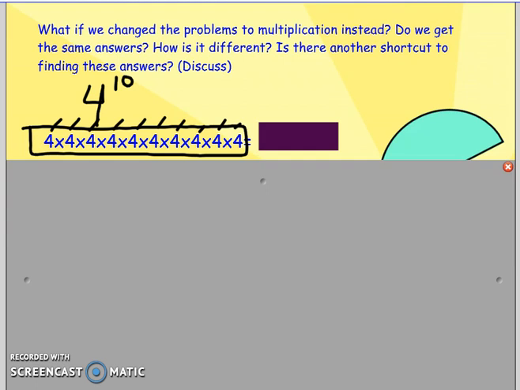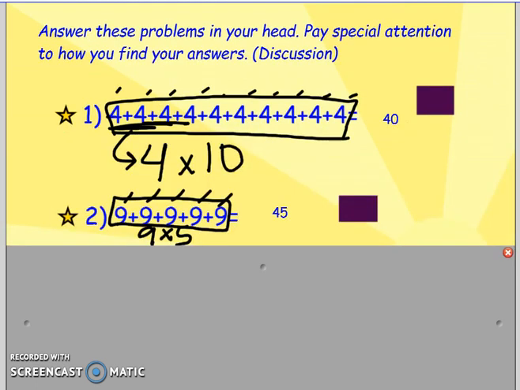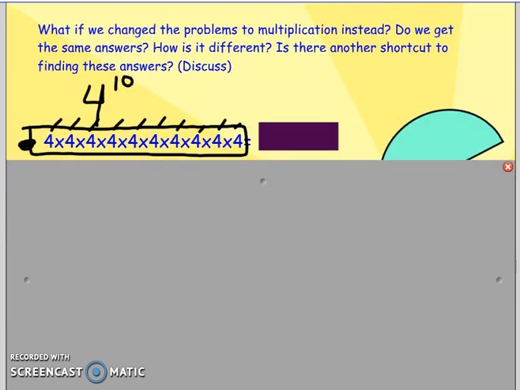Now, do we think this is going to be the same answer as this one? Probably not. It's going to be bigger, right? But how much bigger? It's going to be exponentially bigger. That just means really, really big. Much, much bigger.